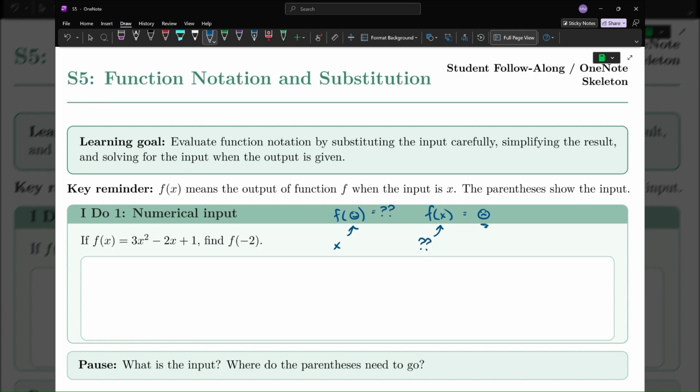So those questions get solved different ways. If we have the input, we're going to plug it in and probably simplify, get something out. If we have the output, it's going to be a little algebraic solve. So let's take a look at those questions.